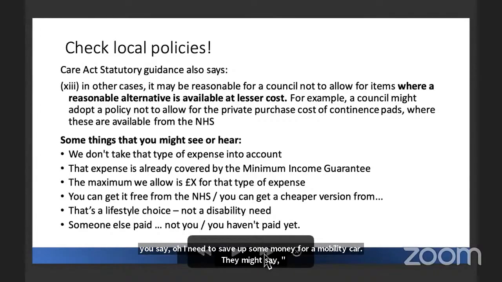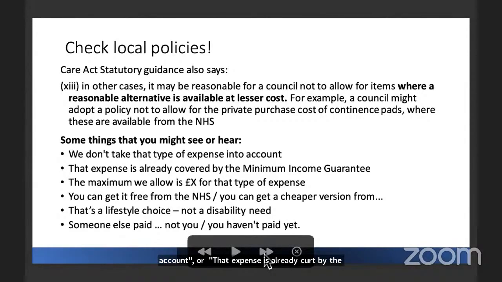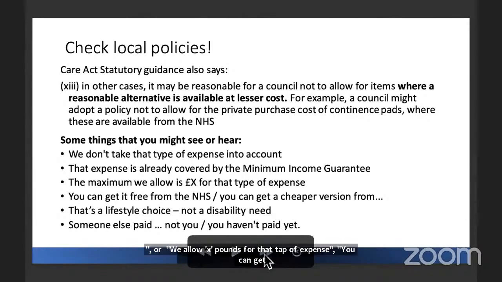So some things that you might hear or see or be told is that we don't take that type of expense into account, or that expense is already covered by the minimum income guarantee, or we allow a maximum of X pounds for that type of expense, you can get it free from the NHS or a cheaper version from wherever. And that's a lifestyle choice, not a disability need. Or someone else paid, not you, or you haven't paid yet. So these are all things that we're going to look at in a bit.